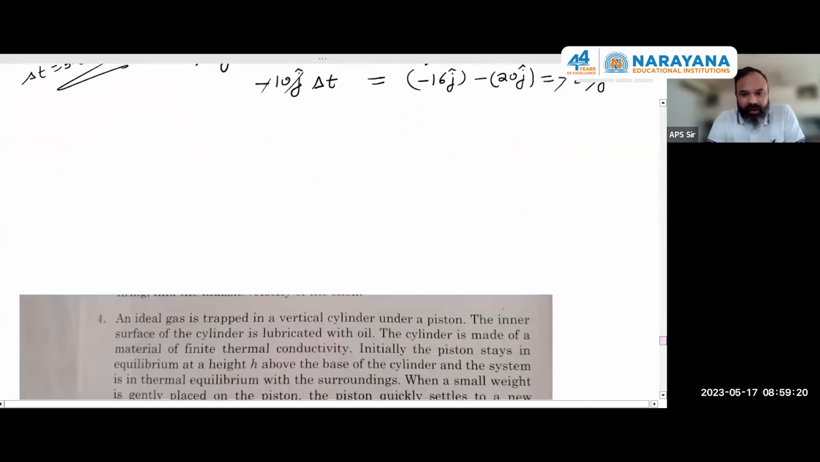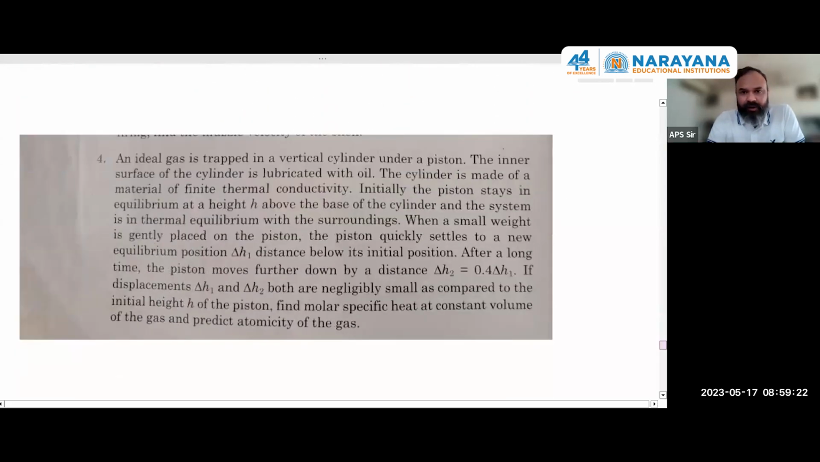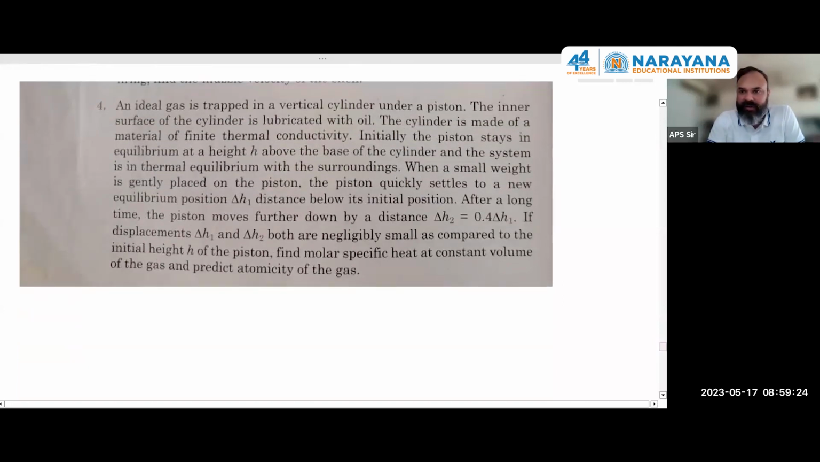Fine. Now let me take a different problem which is based on thermal physics. Nicely written problem. Let's understand what he is trying to say in this problem.